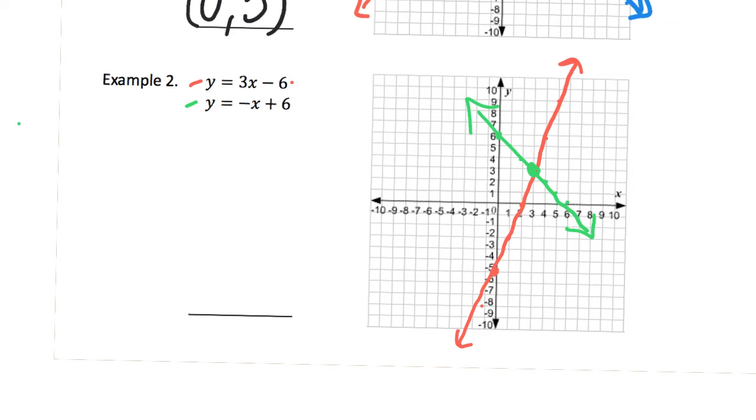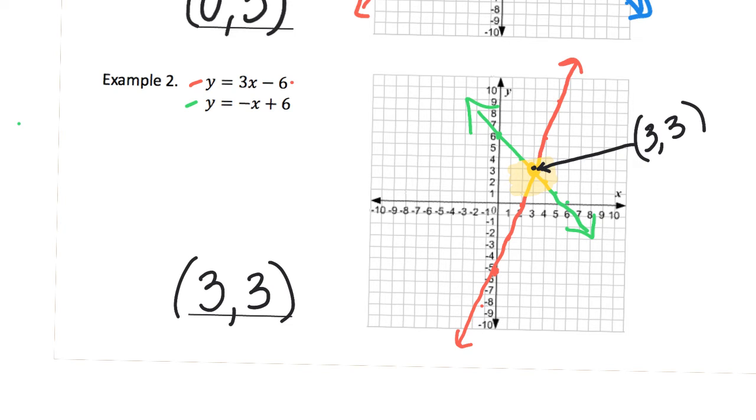So then we see where they intersect, and they intersect right there at this point right here. Okay, again, accuracy, my line wasn't very accurate, so it kind of made it a little hard to tell exactly where it was, but the point should be 3, 3. So the answer then is 3, 3, and we write it as an ordered pair.